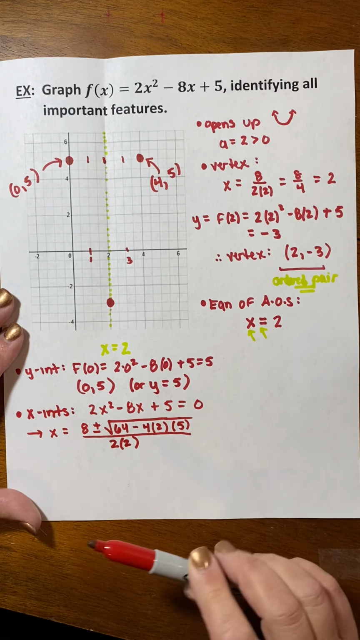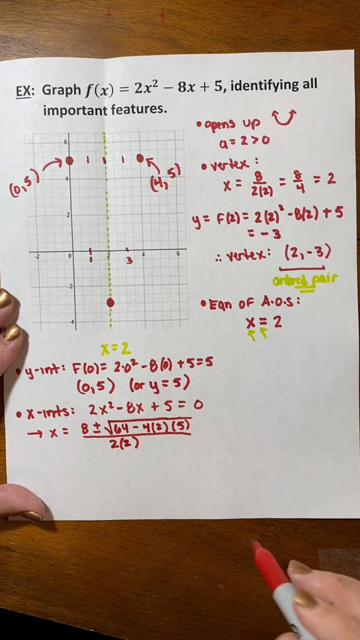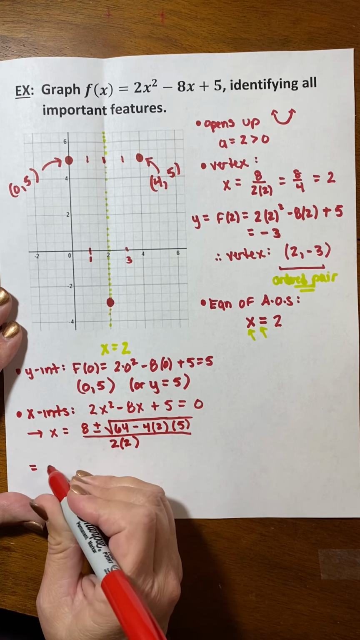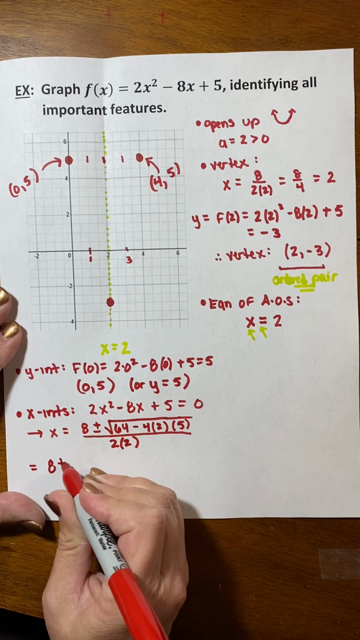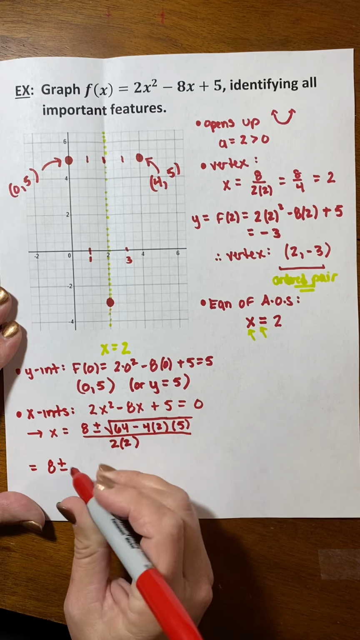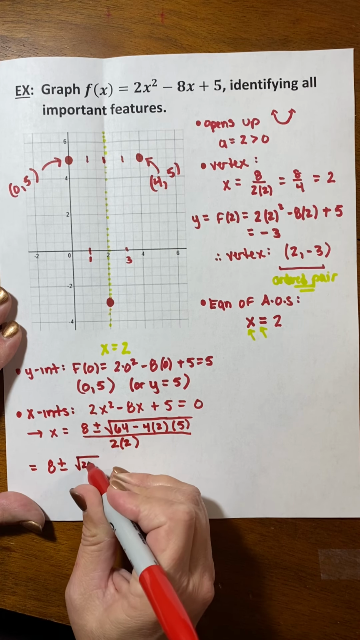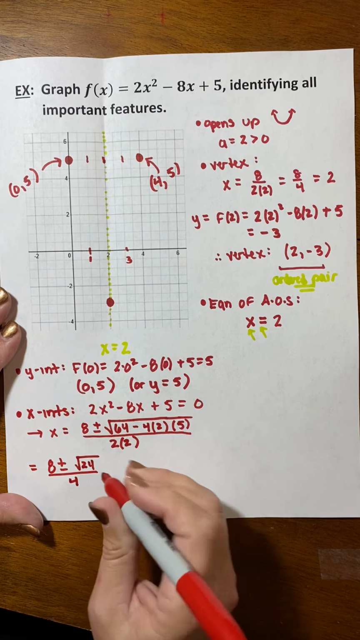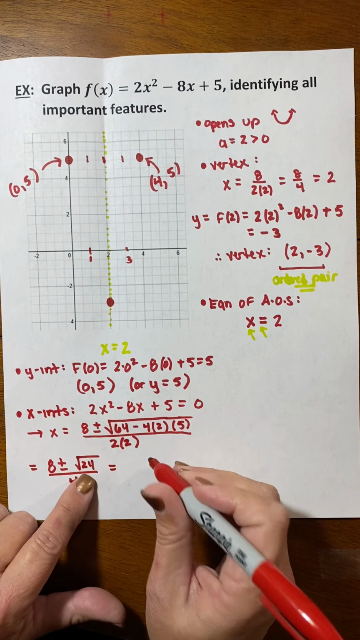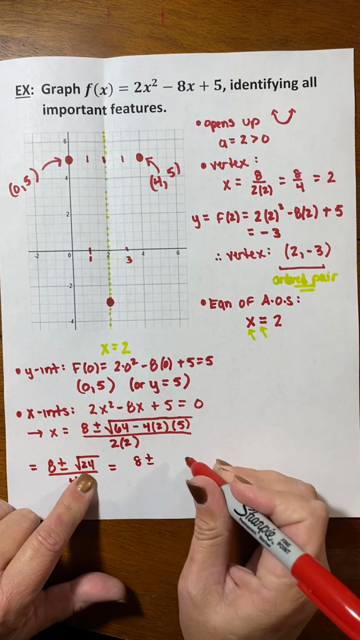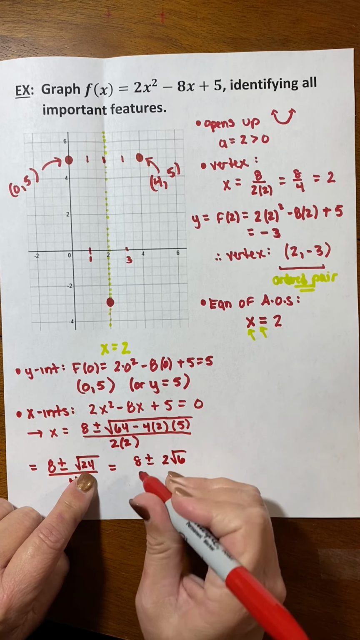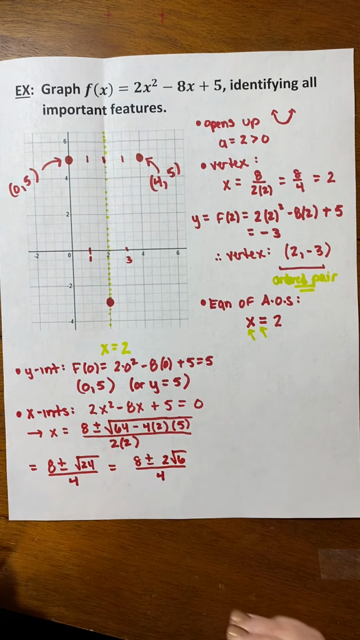So you can't expect this to come out to be a nice, pleasant whole number. All right, when I do this, I pop this in my calculator. I'm going to get x is equal to 8 plus or minus the square root of 64 minus 40, which is 24. So it's going to be the square root of 24 all over 4. Now we know the square root of 24, well, we simplify the square root of 24. Well, 24 is 4 times 6, so it's 2 square root of 6 all over 4.